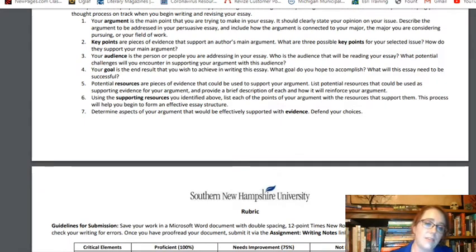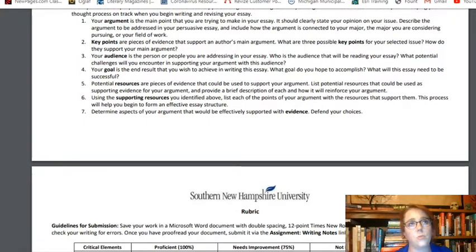We want to be specific in how we intend on using these resources to support our discussion. The 6th thing that we're going to be doing is using those supporting resources that you identified, list what points of your argument those resources would support. So you can kind of see how we can be a little bit vague, but it's better if we're already starting to plan.